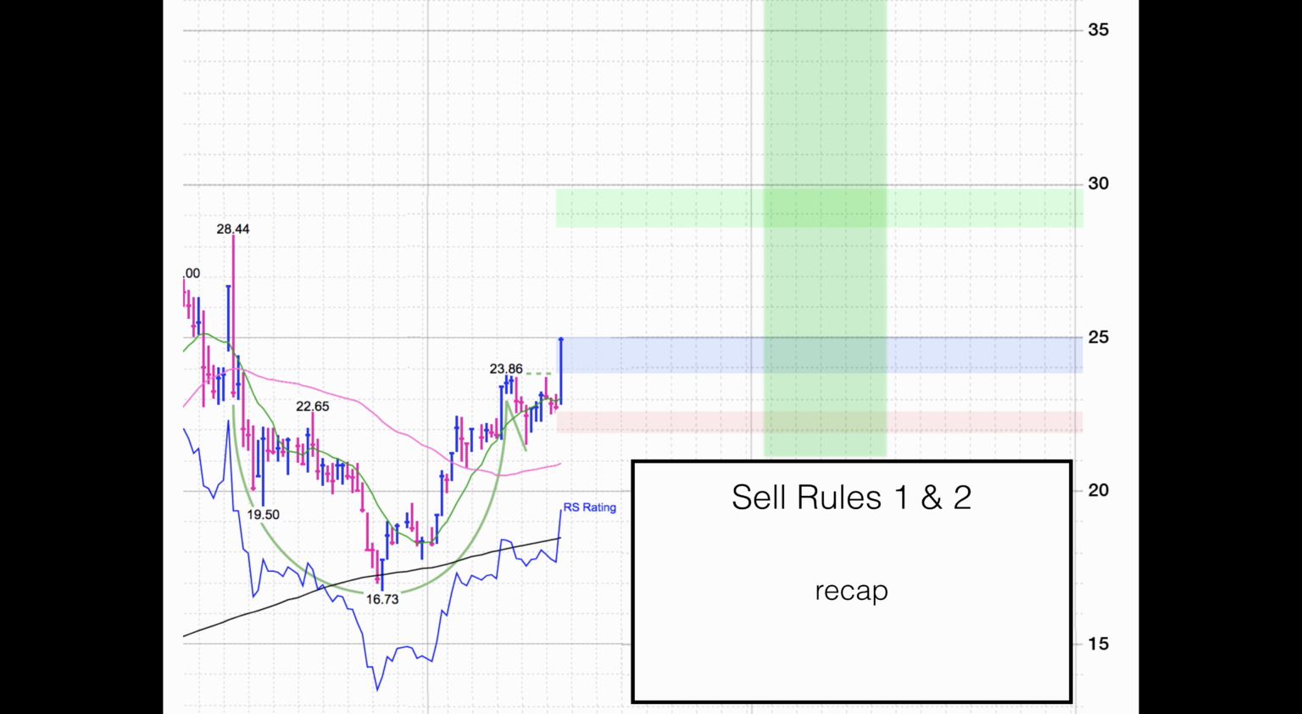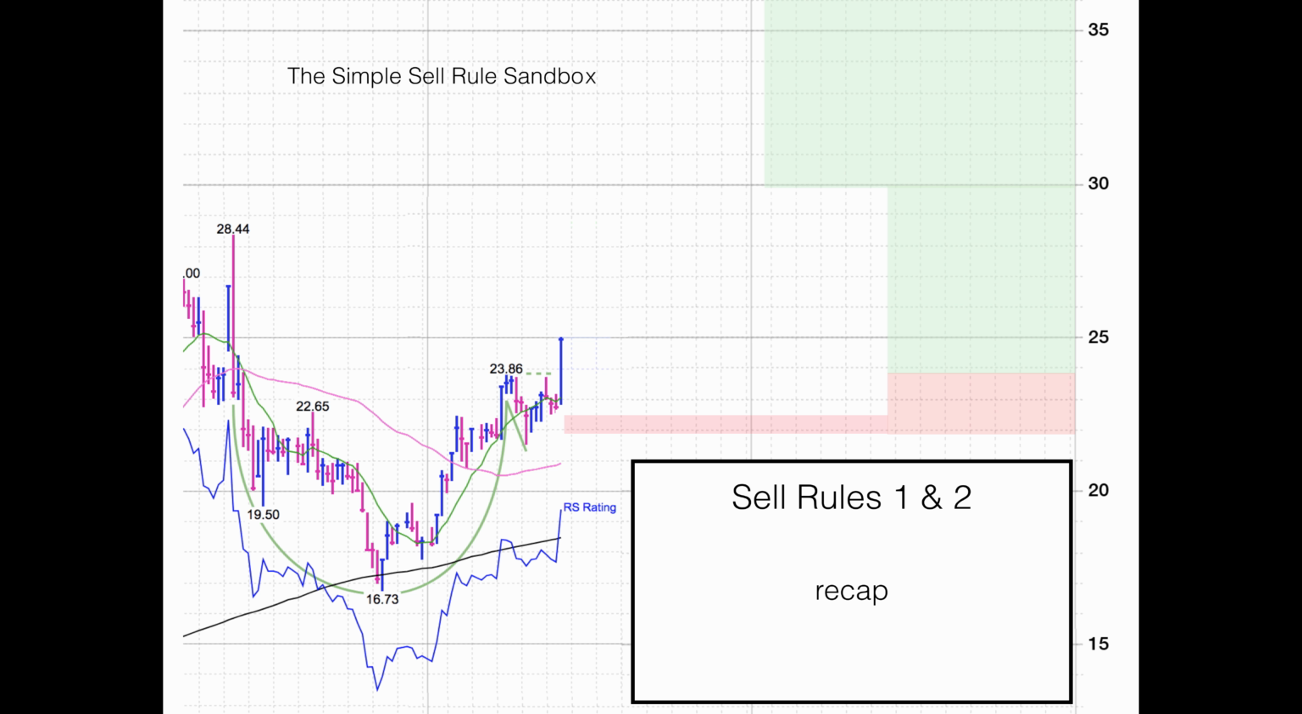Okay, recap. Sell rules 1 and 2. Combining the principles in sell rules 1 and 2, we can redraw the target zones in MarketSmith. It would be nice if MarketSmith did this, perhaps in a future version, but for now we're just going to imagine this. Okay? This is what the target zones look like. This is what they should look like in MarketSmith, but they just simplify this. This is what I call the simple sell rule sandbox. You're going to keep your stocks within this sandbox.